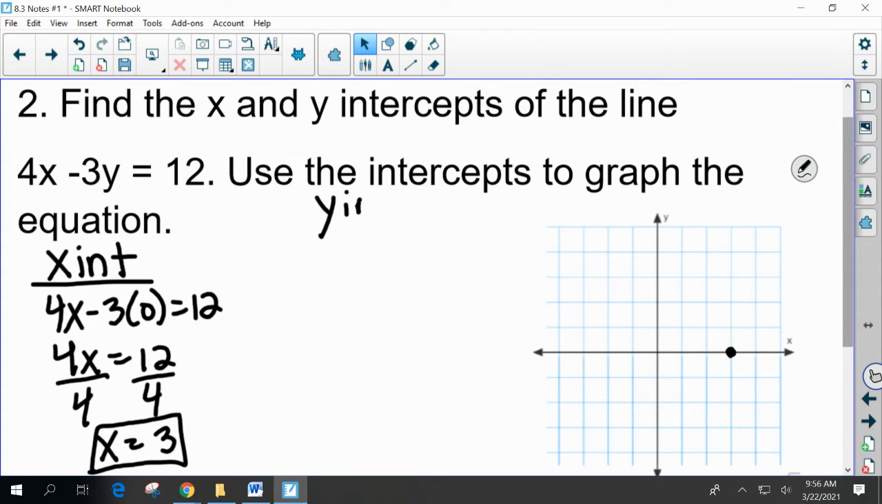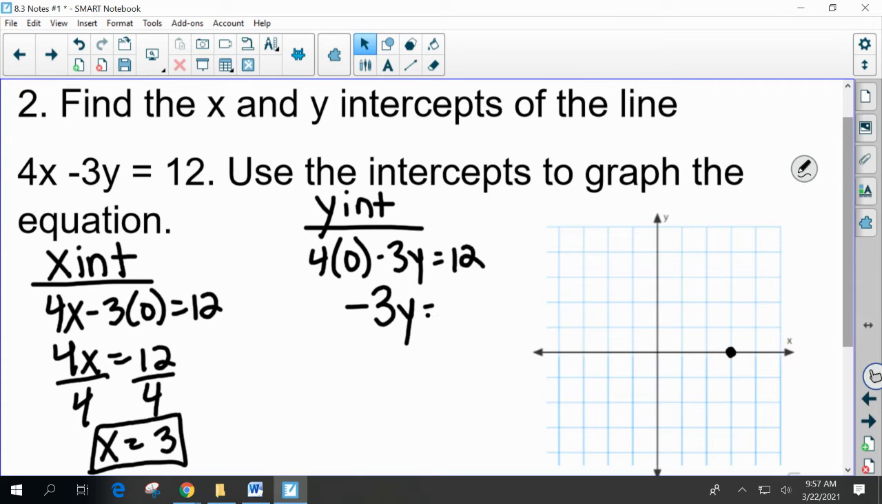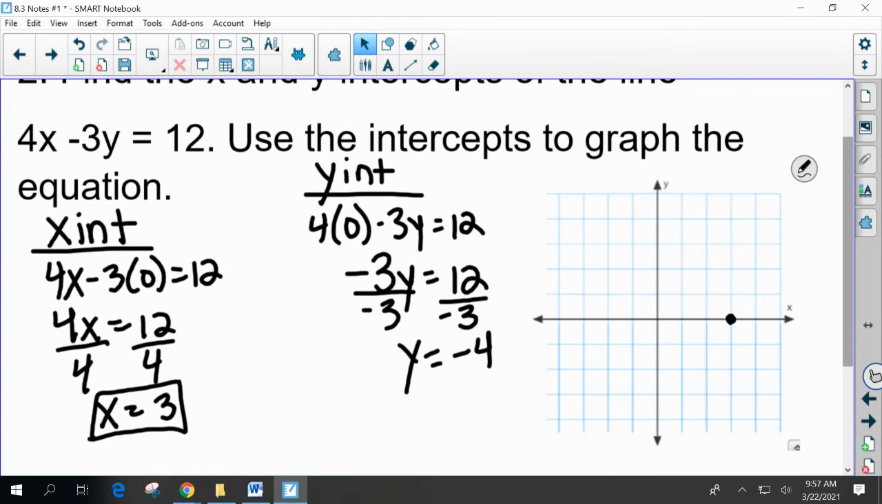Okay, so for the y-intercept, I need to substitute 0 for x. So 4 times 0 minus 3y equals 12. So 4 times 0 equals 0, but I do need to carry down that negative, so it'll be negative 3y equals 12. And then I have to divide both sides by negative 3. So y would equal negative 4. So instead of going up 4, I need to go down 4 on my y-axis. And then you're going to draw your line through it with arrows on each end.